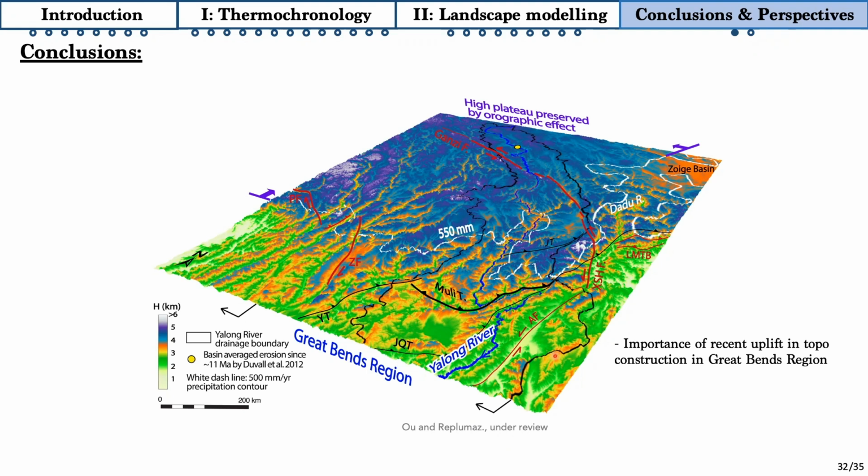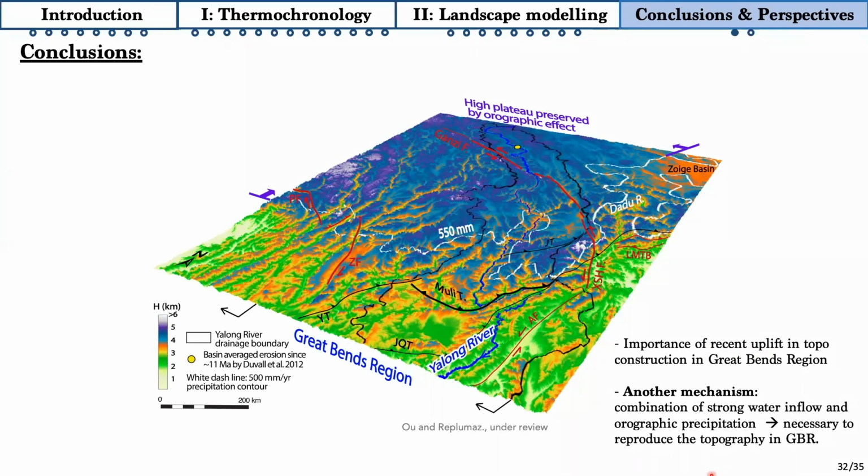And for this catchment, we propose a new potential mechanism combining a strong recent uplift, a strong water inflow in the upstream, and a strong orographic precipitation on the high plateau. And we can reproduce a similar topography to what we can observe here and as described here today.